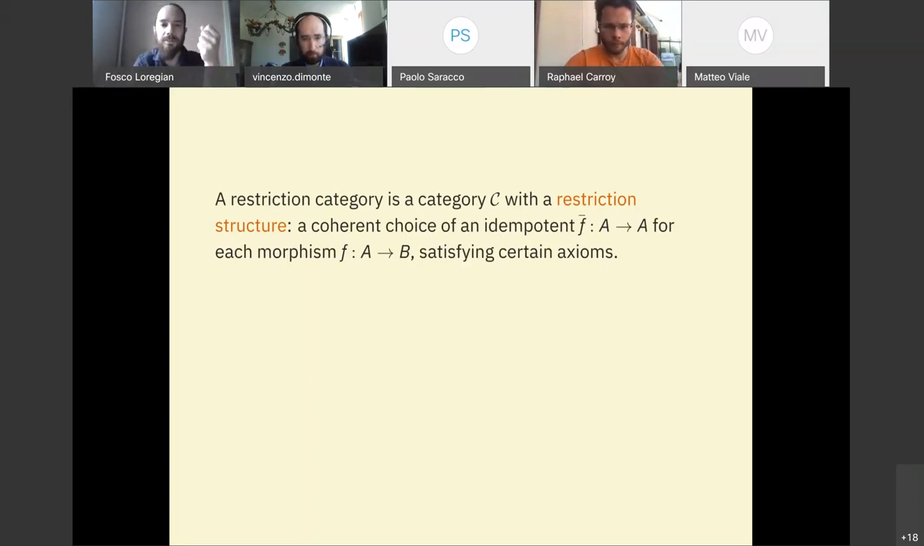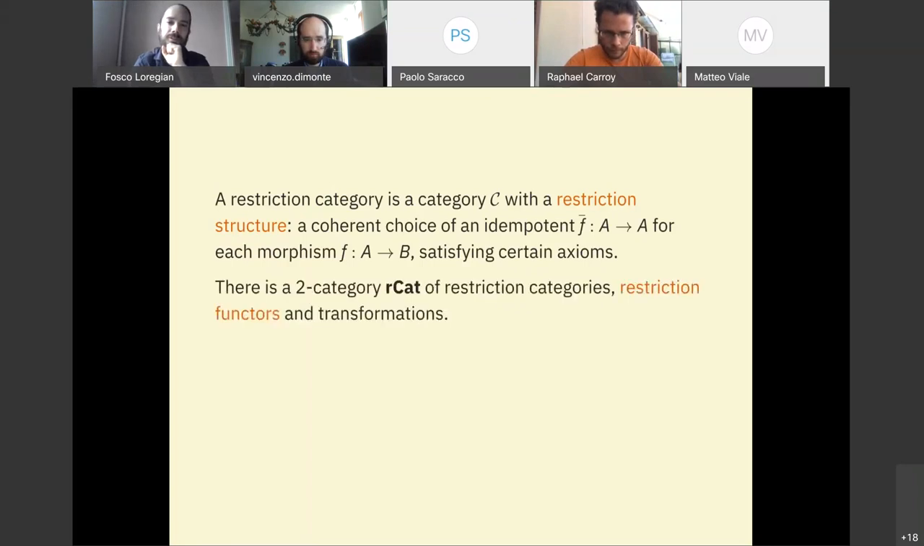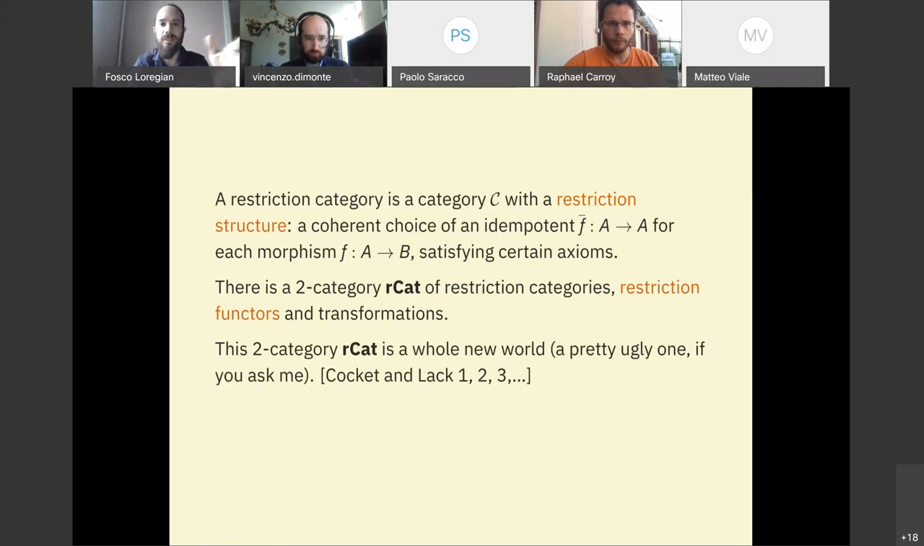You can speak about restricting an abstract morphism of a category C whenever C is endowed with a restriction structure. Of course, as always, if these gadgets wouldn't form a two category, we would throw them away. There is a two category of restriction categories. There is a notion of functor that preserves this restriction structure, and there is a notion of natural transformation that is compatible with the structure. So these two categories, a whole new word, if you ask me, is a pretty ugly one, because for the average category theorist, these gadgets just feel like a hack.